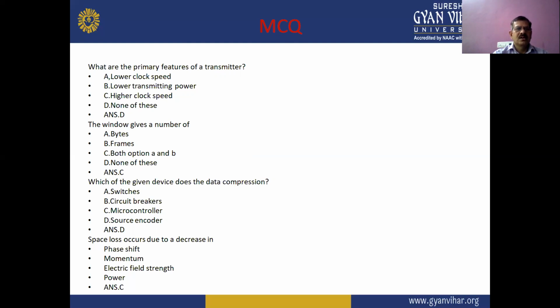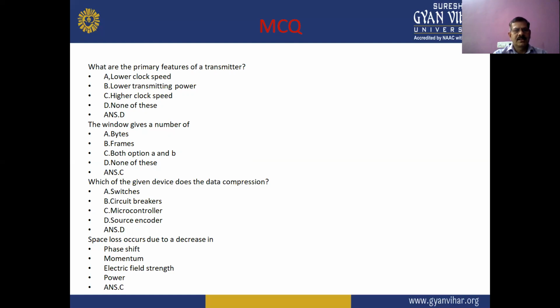So here the correct answer is option D, none of these, because if we say the primary feature of the transmitter is lower clock speed, that is wrong. Second, lower transmitting power, that is also wrong. High clock speed, this is also wrong. So none of these. So the correct answer here is option D.